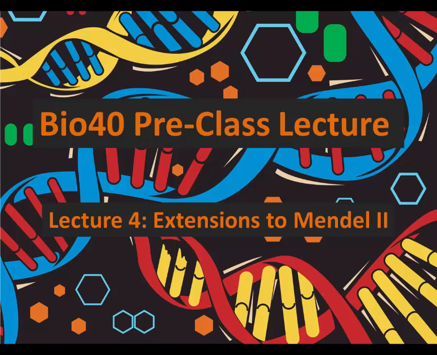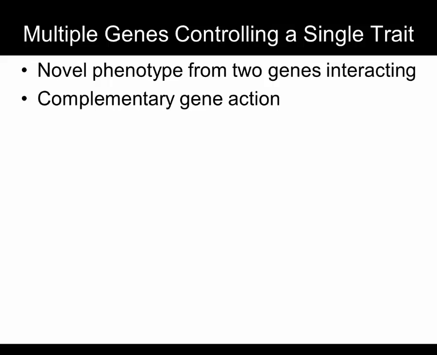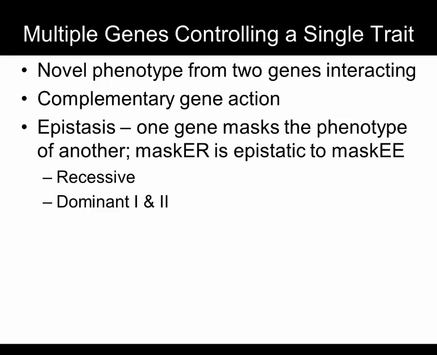Today we're going to continue talking about multifactorial inheritance. Last time we talked about what happens when two gene products can interact to form a novel phenotype. Today we will also talk about complementary gene action, epistasis, where one gene covers the phenotype of another, and finally redundancy, where multiple genes can serve the same function.